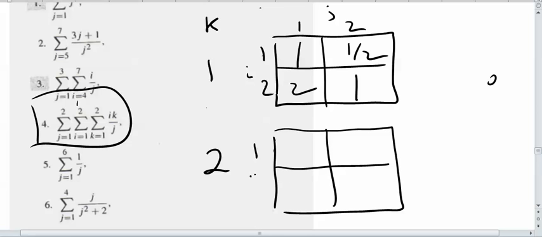Rebuild this table. I and then J. In a similar fashion, it's I times K divided by J. So 2 times 1 divided by 1 is 2. 2 times 1 divided by 2 is 1. 2 times 2 divided by 1 is 4. 2 times 2 divided by 2 is 2. Then I would add all these little numbers in the boxes up, and that would be my summation. So again, if K happened to be going to 3, then I'd put a 3 down here. So this is a nifty little trick to make it a lot easier to calculate these, okay?